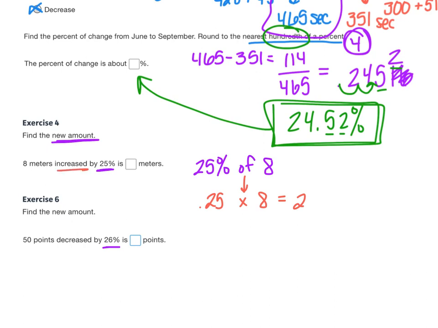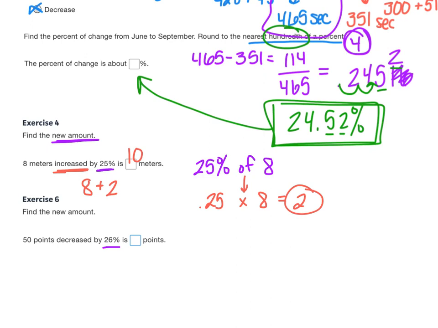And then it said it increased by that much. So if 8 increased by 2, that gives us 10 meters. Okay, so that would be an example of a markup like we'll talk about in our next section. And this next one, exercise 6, is an example of a discount.